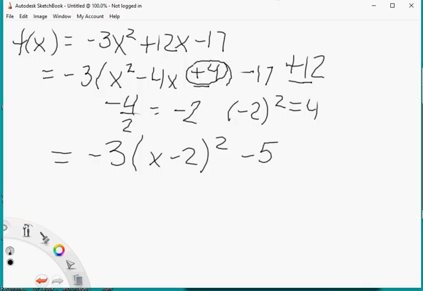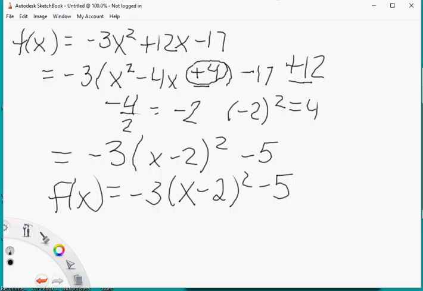So this is now in vertex form. So f of x equals negative 3 times x minus 2 squared minus 5. And the vertex for this, remember, is that x's lie to you. So if it's in with the x, it lies. So since it's negative 2, it's really positive 2. And y tells the truth. So the vertex is at 2, negative 5.